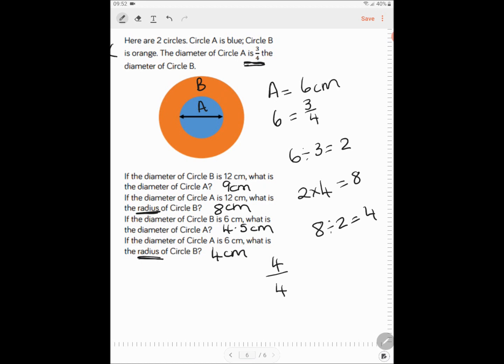So now what I want you to do is to have a look at the question sheet that's attached to your home learning and have a go at some questions which will be fairly similar to this.